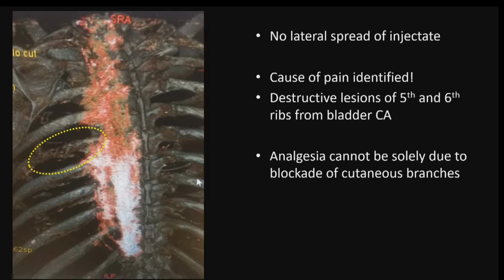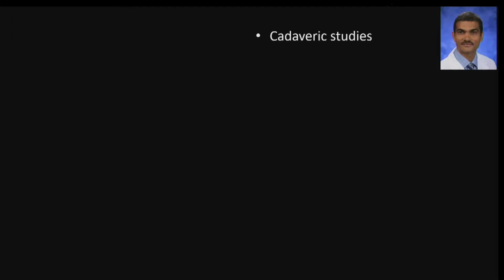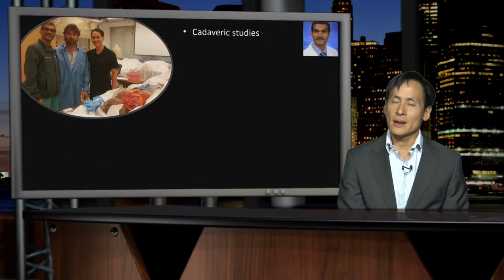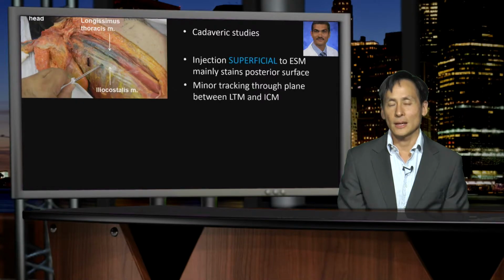There had to be analgesia that was affecting nerves supplying the bony structures of the ribs and surrounding muscles. At this point, the third player in our little group entered the scene, Dr. Sanjeev Adhikari out of Penn State Hershey, and together we conducted some cadaveric studies to try and elucidate the exact mechanism by which this block was having its effect.